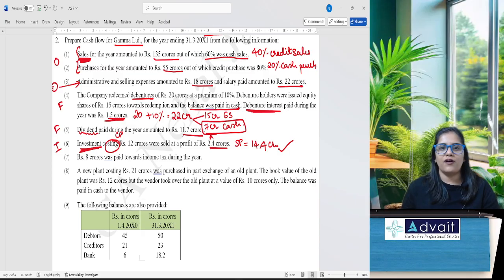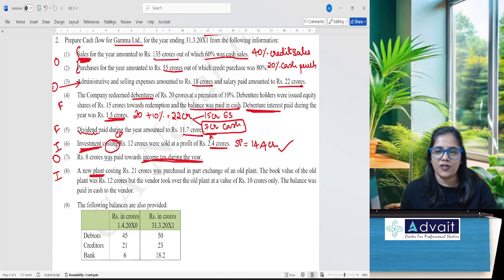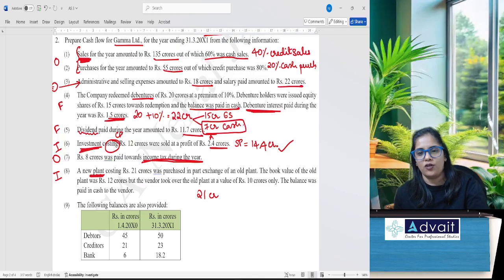Rupees 8 crores was paid towards income tax during the year. Guys, we are paying towards income tax. So that should go to operating activity. A new plant, matlab plant and machinery. So this is our investing activity. A new plant costing 21 crores was purchased. Okay, so 21 crores worth plant and machinery is purchased in part exchange of old plant.